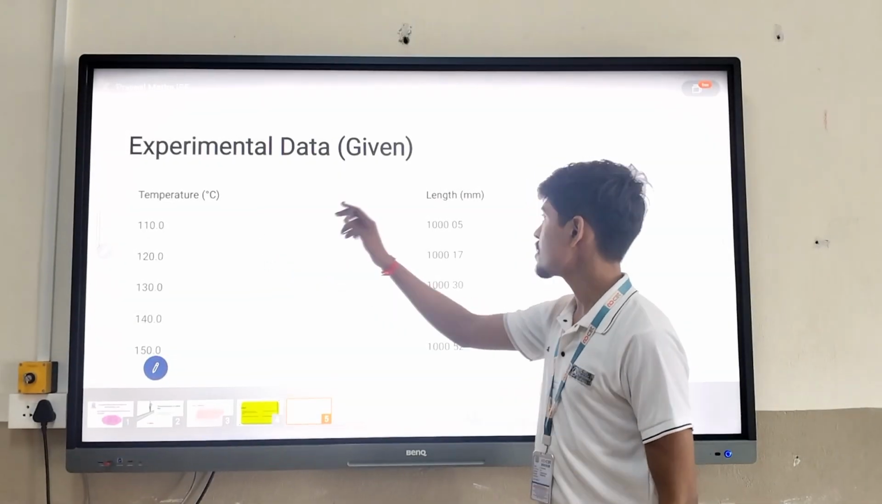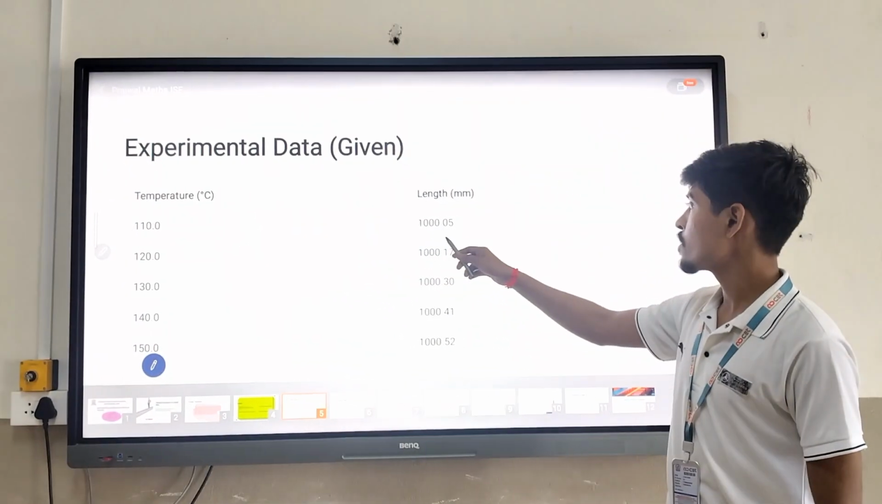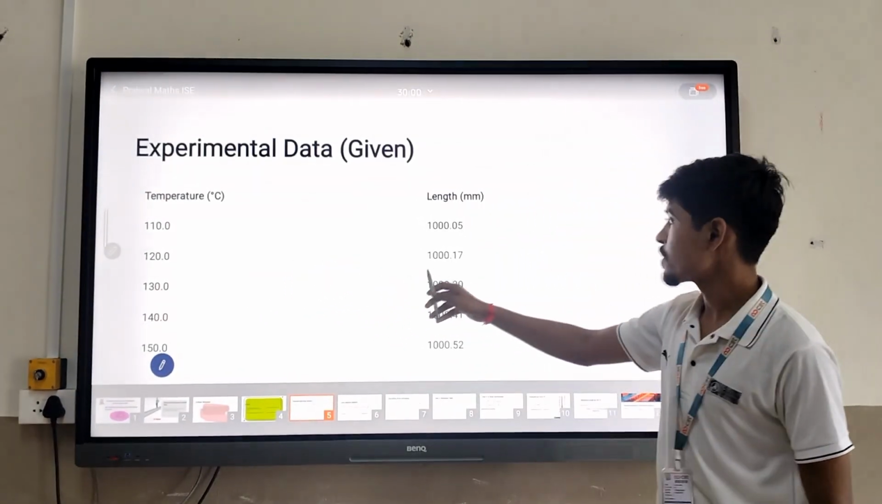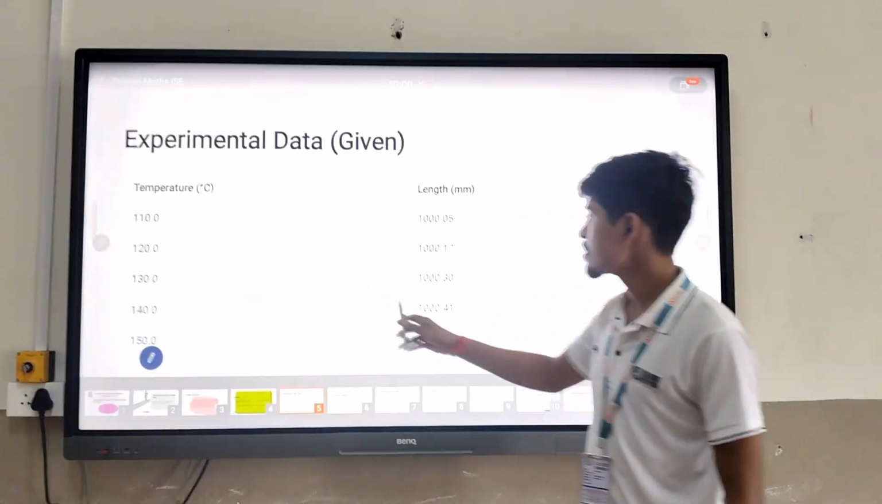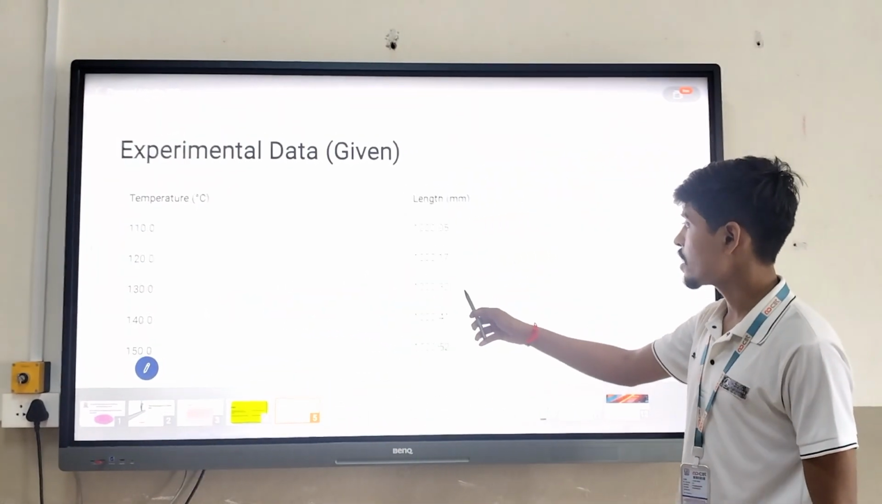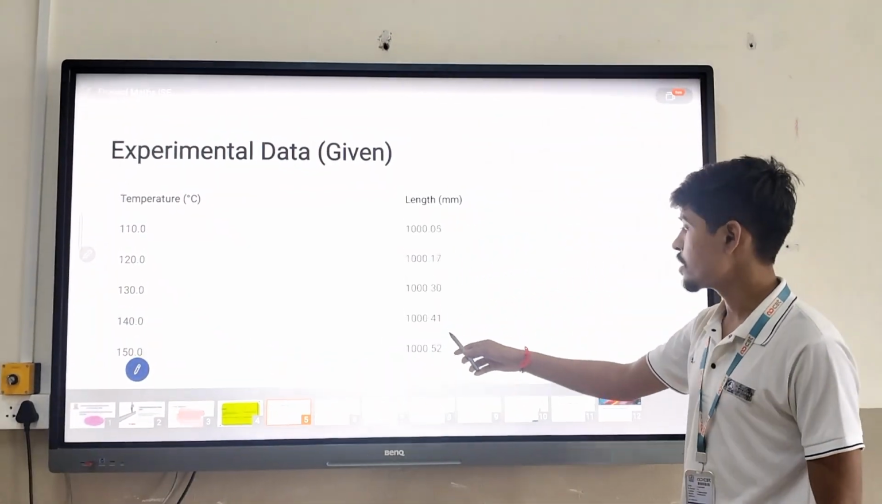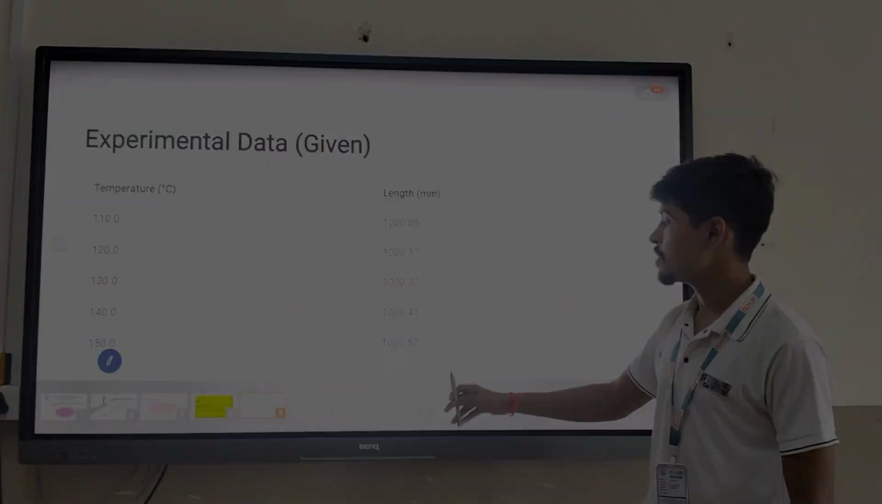Data is temperature and expansion in length. At 110 degrees Celsius, the length is 1000.05 mm. At 120 degrees Celsius, it is 1000.17 mm. At 130 degrees Celsius, it is 1000.3 mm. At 140 degrees Celsius, it is 1000.41 mm. And at 150 degrees Celsius, it is 1000.52 mm.